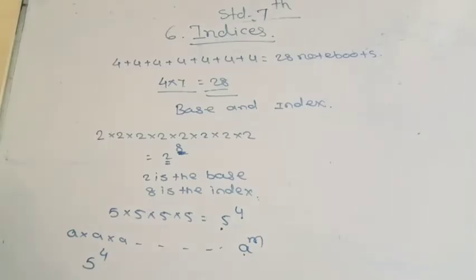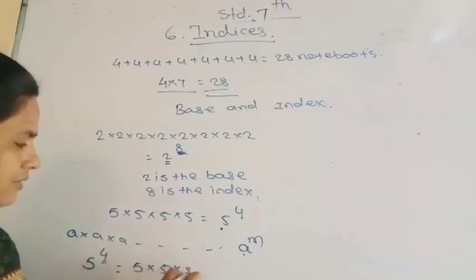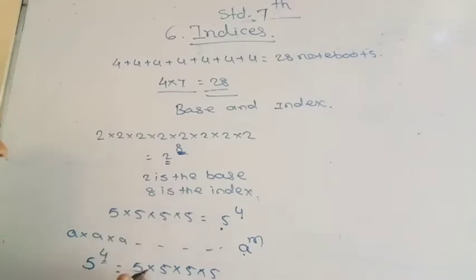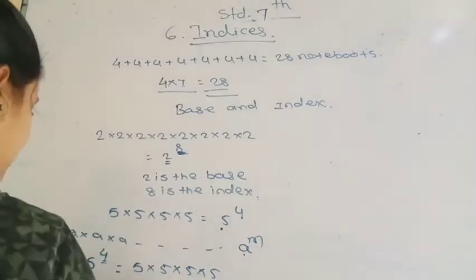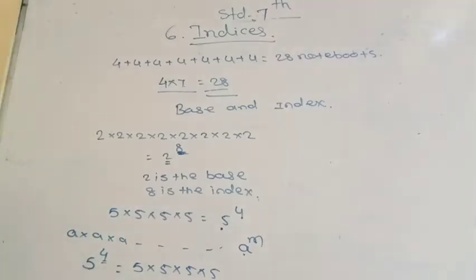Now the value of this: 5 is multiplied how many times? 4 times. 5 is the base and 4 is the index. So the value is 5 into 5 into 5 into 5. 5 fives are 25, 5 fives are 25, and 25 into 25 is 625.